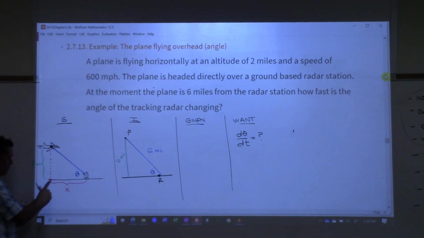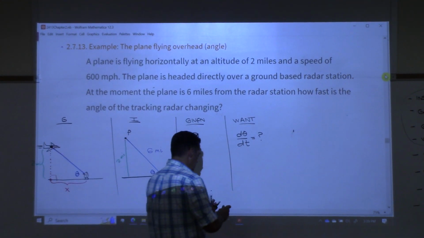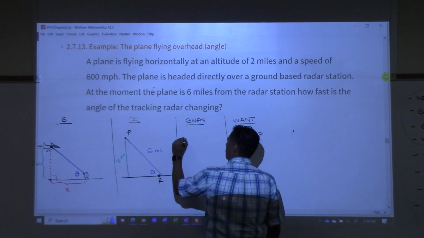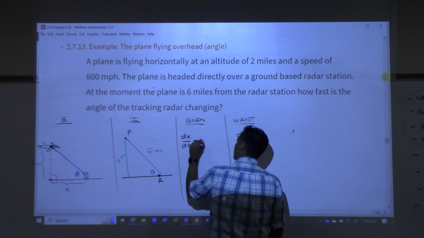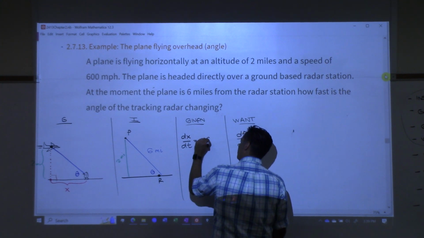Do we know how fast that point's moving this way? Same speed as the plane, right? So do you all see that X is changing at a rate of 600 miles per hour? Yes? Do y'all see why I put the X down here? Do y'all see a right triangle in here? Okay. So here, let me write what I'm given. I'm given that the rate at which x changes with respect to time is negative 600.